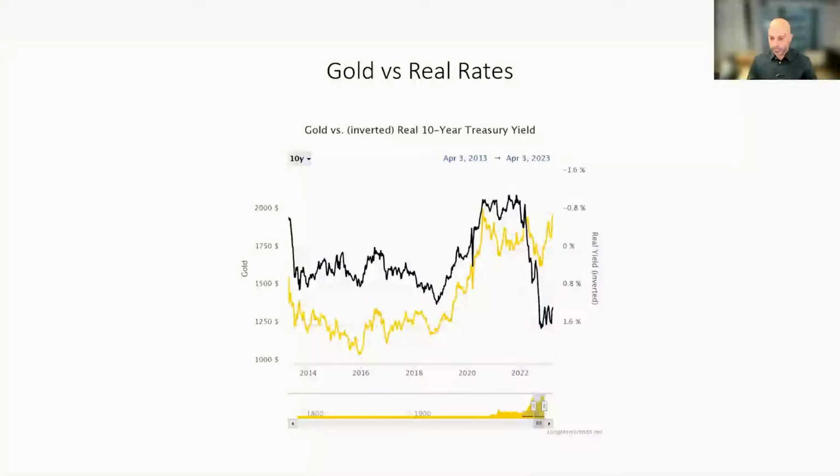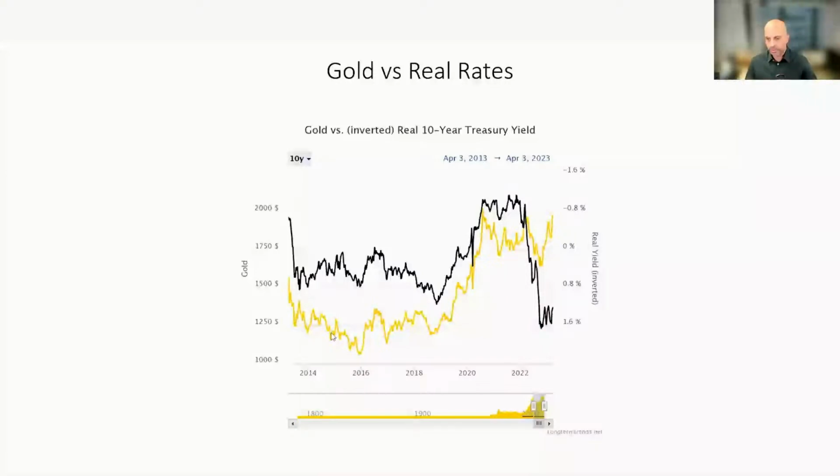We can see the close relation between gold and real rates. Of course, it's not 100% correlation, but the correlation is tight enough for us to determine the direction of growth of gold. There are also periods where the correlation is not as tight as we would expect it to be, so we just have to be a bit careful.